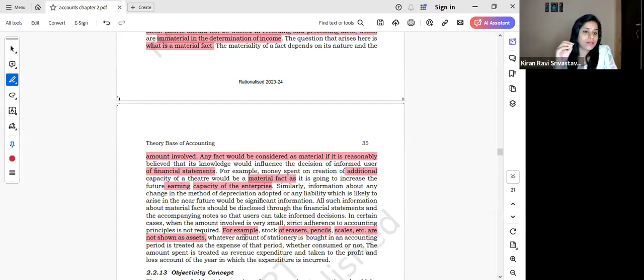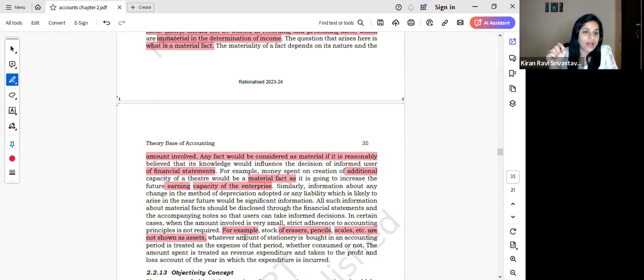Anything. Now you might ask me, what is material, what is immaterial? How do we understand? Any fact, any information which relates to the earning capacity of the company or which affects the earning capacity of the company. If it affects the earning capacity of the company, then it becomes a material fact.